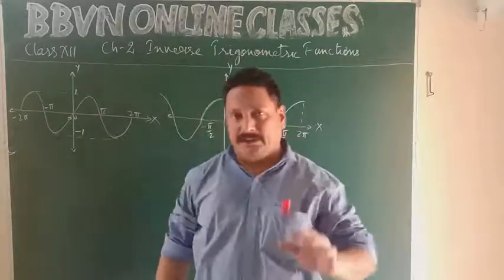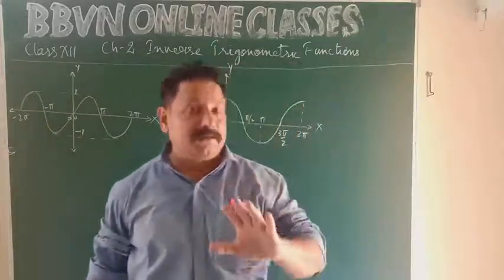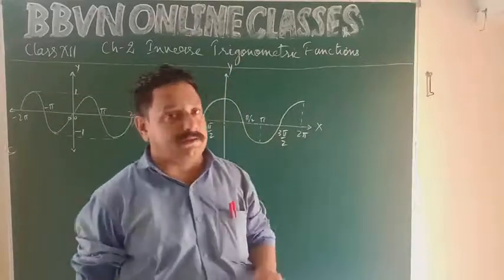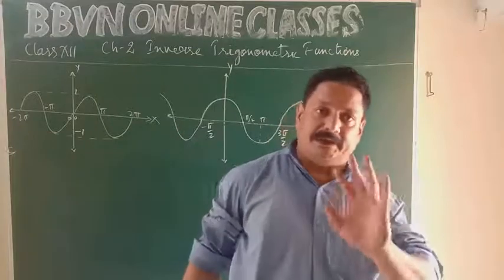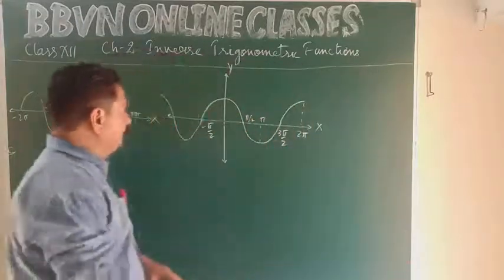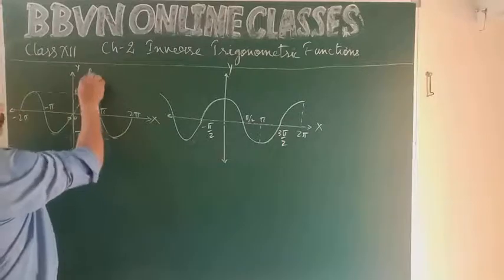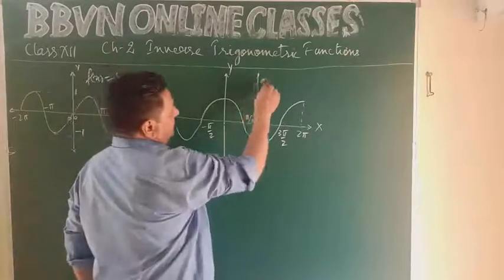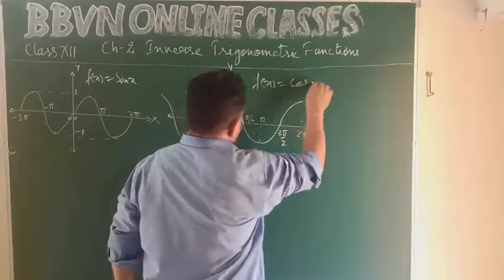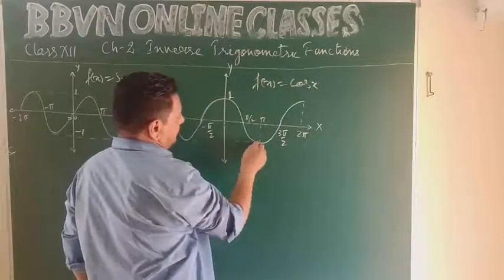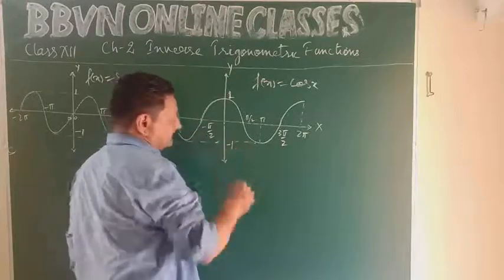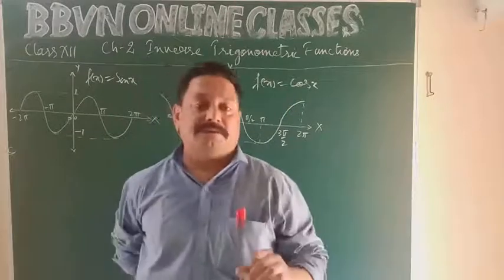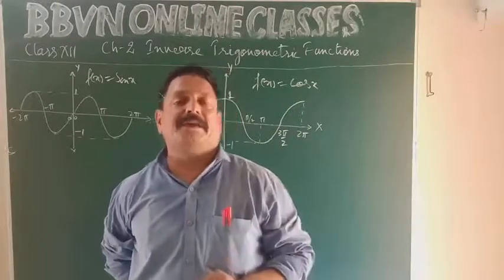Before we go to inverse trigonometric functions, let us take a quick recap of what we have done in grade 11, chapter 3, trigonometric functions. If you are able to recall, this is the graph of the function f of x equal to sin x, and this is the graph of the function f of x equal to cos x. This is 1, minus 1.